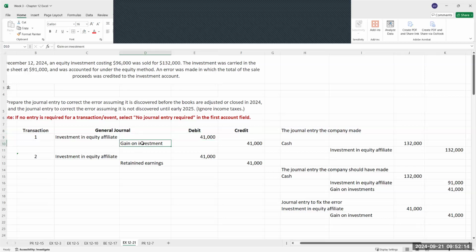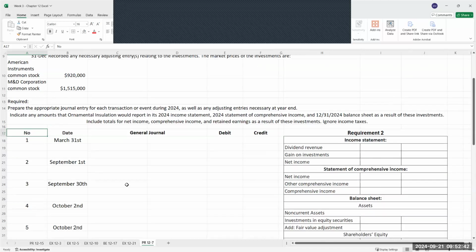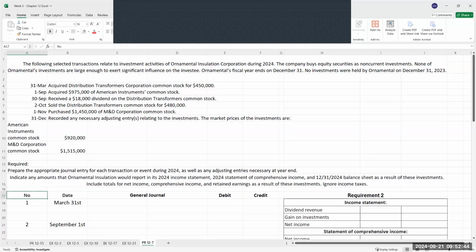If we figured out this error before the books were closed, we would be able to credit our temporary gain account for 41,000, right? But because we know that our income statement accounts are temporary, they close at the end of each period. If we did not realize the error until after the books have been closed, instead of crediting the gain on investment account, we would credit our retained earnings account. All right. So this brings us to our last question.